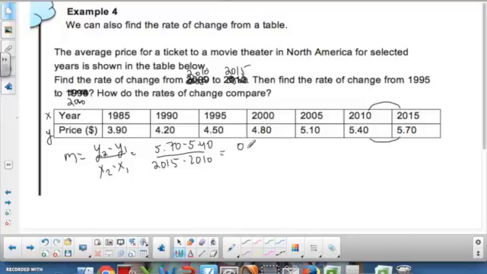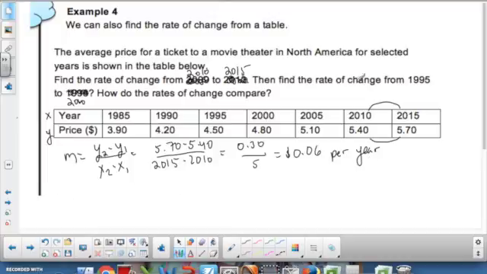570 minus 540 is 30 cents. 2015 minus 2010 is 5. Now, normally I would tell you to put this in a fraction with no decimals, but when I divide this I get 0.06 or 6 hundredths. Remember though that we're talking about money, so what this tells me is that we have a change of 6 cents per year. So in the context of this problem, it makes more sense to write it this way than to write it as a fraction, because we're not really going to be using it as slope.